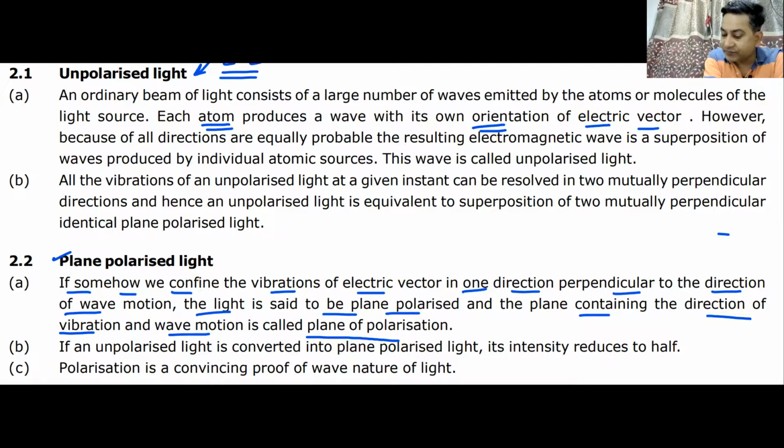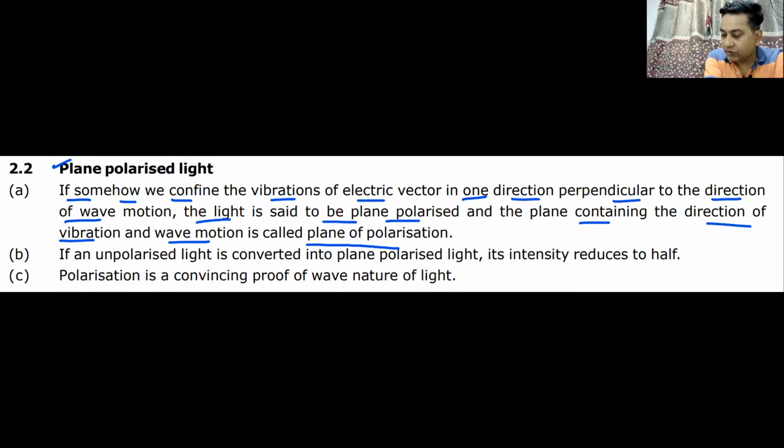Plane polarized light is on your screens now. And what it means is, if somehow we can confine the vibrations of electric field in only one direction, which is perpendicular to the direction of wave motion, then this light is known as plane polarized light, and the plane containing this direction and the direction of propagation is known as plane of polarization. Do we understand this?